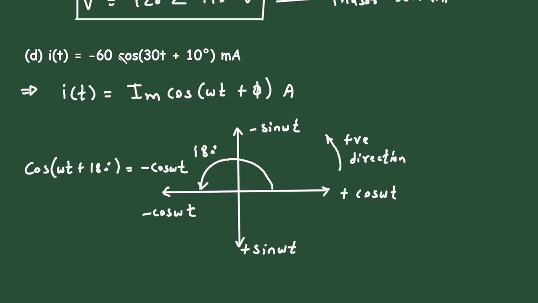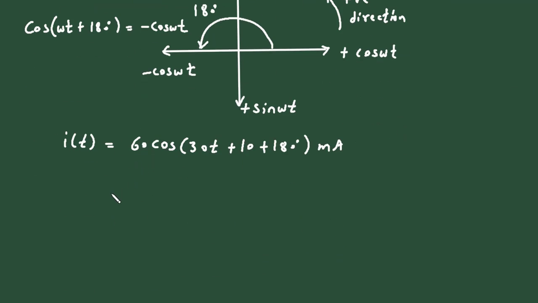So here let's compare this. First let's change this minus cos to plus cos. So it will be i(t) is equal to 60 cos(30t + 10° + 180°), and since it is in milliampere, the unit remains milliampere. So now this will be 60 cos(30t + 190°) milliampere. So this is i(t).